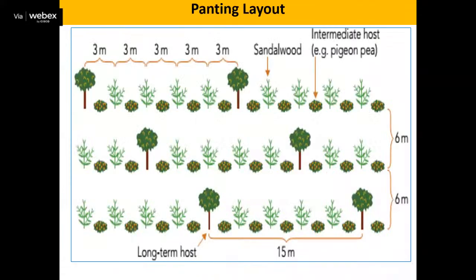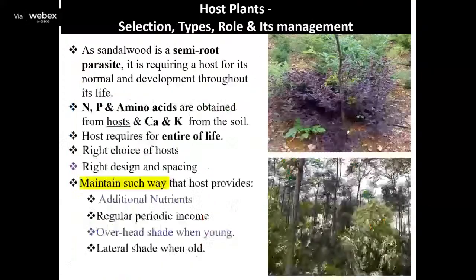And this is the normal design farmers widely follow: 3x3 meters from sandal to sandal, and the permanent host at a longer distance, about 15 meter. This is just an example I am telling. This is not a hard rule. I already told you, according to your host choice it will vary.